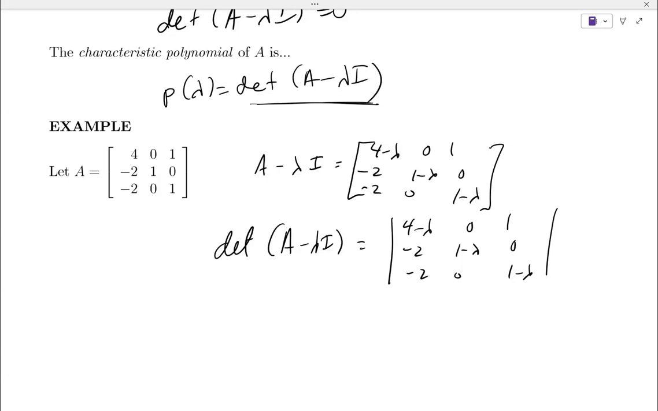So when we expand, 1 minus lambda will be our coefficient, right? What's left? What's the minor associated with it? 4 minus lambda, 1, negative 2, and 1 minus lambda. The other thing that we need to worry about, of course, is whether it is positive or negative here, right? So that's positive, negative, positive, negative, positive, negative. Remember we start with a plus in the upper left-hand corner. Alternate across, alternate down. In particular, anything on the diagonal is always a plus coefficient.